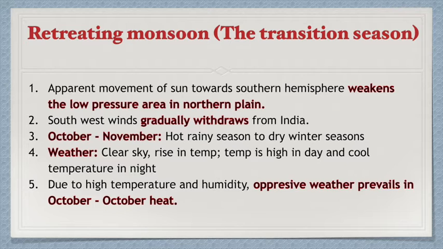The weather has clear sky, high temperature during the day and cool temperature at night. In October, this oppressive weather prevails. There is high temperature and humidity over northern India. This is called October heat.